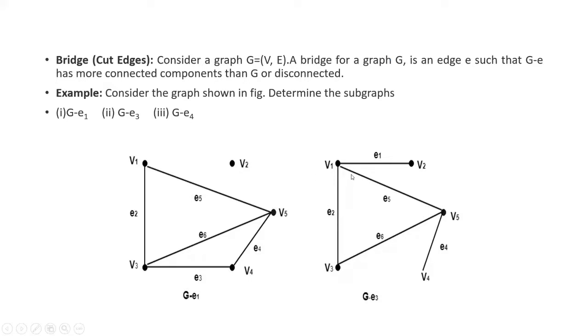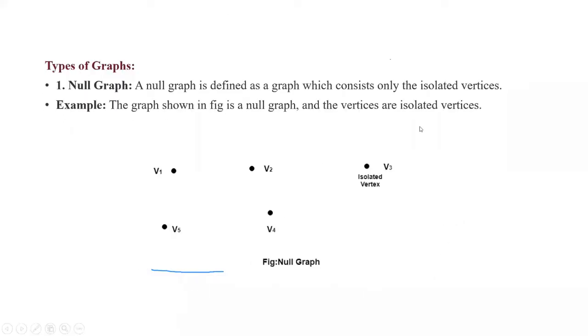G minus E3, right? So this is your E3. This one is your E3, right? So when we remove this E3, we will get this graph G minus E3. So this is a bridge or a cut edge.